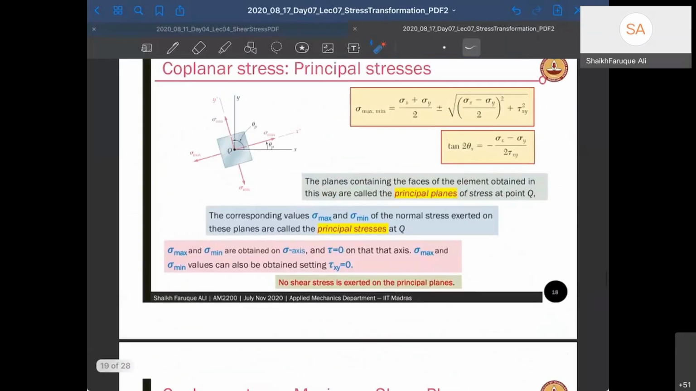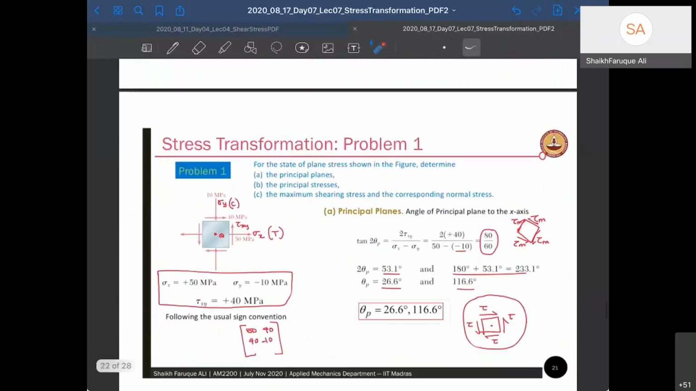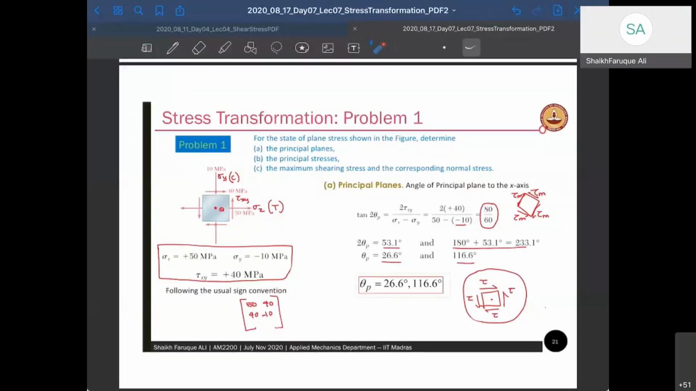Anything more I have to say? Nothing. Let's solve one or two problems. Okay, let's look at this problem. The state of plane stress is shown in the figure. So this is a figure that has been given to you, and its state of stress is given, right? So sigma y is given as 10 MPa compressive. You see the arrow is pointing downward, so it's compressive because both of them are pushing the material, trying to squeeze the material. So that's compressive stress.